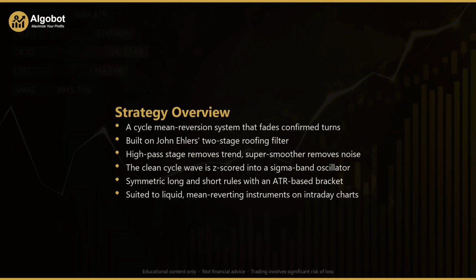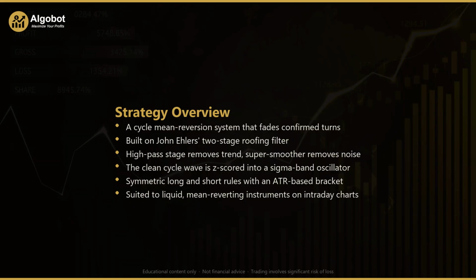So what exactly does this expert advisor do? At its heart, roofing filter cycle reversion is a counterswing, mean reversion system. Rather than chasing momentum, it waits for price to stretch away from its recent balance point, and then looks for the moment that stretch begins to unwind. The engine that makes this possible is the roofing filter, a two-stage bandpass filter that John Ehlers adapted from the field of signal processing. Here's the idea.